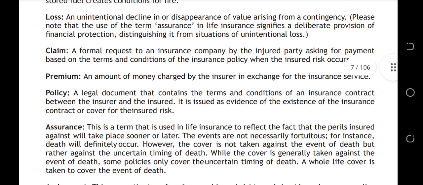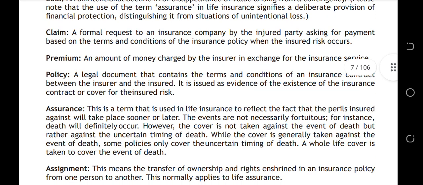Let's talk about a premium. Premium in English simply means money. What money? An amount of money charged by the insurer in exchange for the insurance service. For example, I go to the seller, how much is tomato? The amount of money charged by the seller is what is called a premium in insurance.